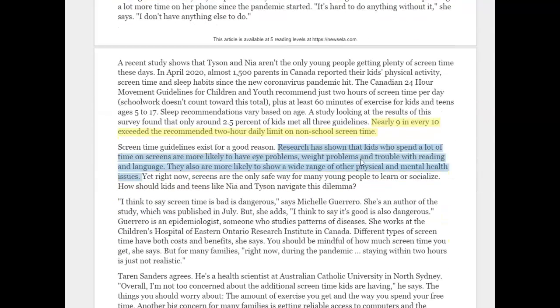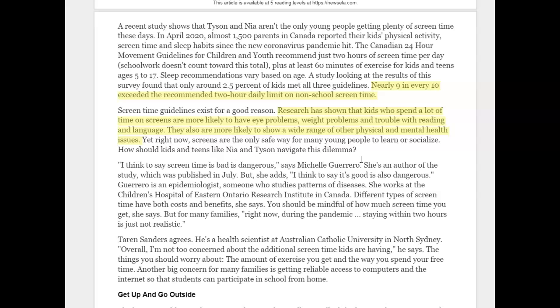Now, when I go to source number 3, and I keep trying to look for information that will answer my research question, on page 2, I saw some more information. I saw a line that said, "nearly 9 in 10 exceeded the recommended 2-hour daily limit on non-school screen time." So they're talking about kids who, when you're only supposed to get, say, 2 hours of screen time outside of school, they're saying that kids are getting way more than that. And that's not good, which means maybe distance learning is leading to some bad habits.